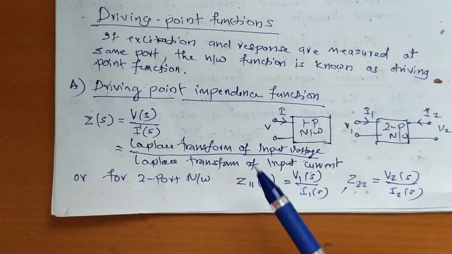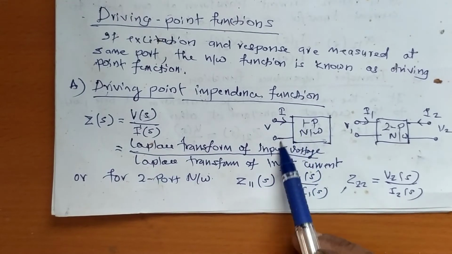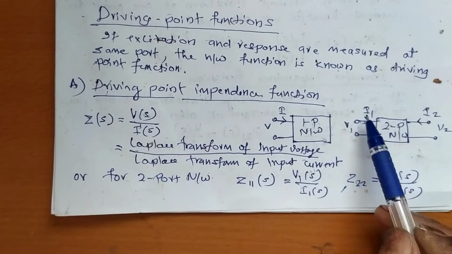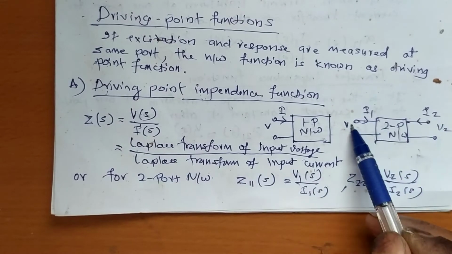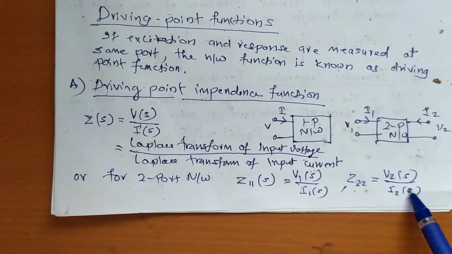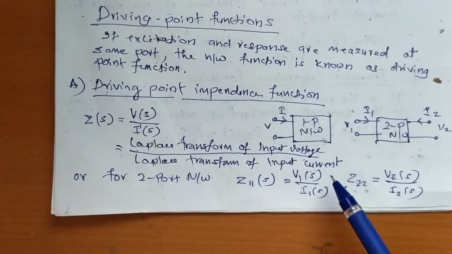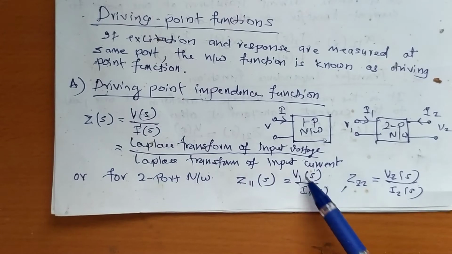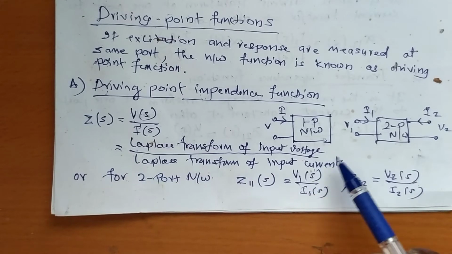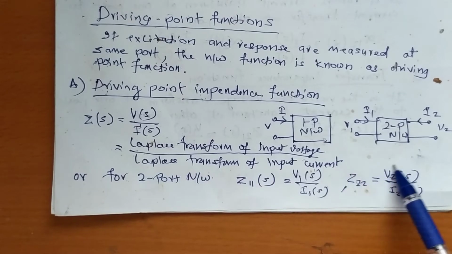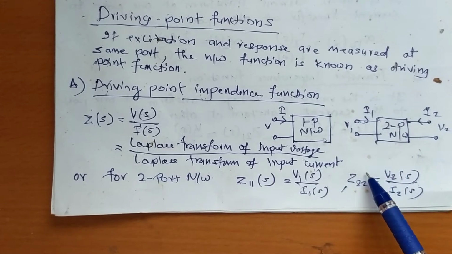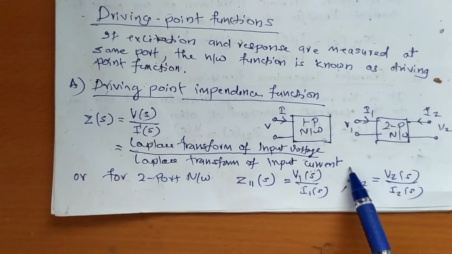Again, for a two-port network, we write Z11 of S as V1 by I1, and Z22 of S as V2 by I2. For a given network, if you convert that network into the S domain and calculate this ratio, whatever function you get will be a ratio of two polynomials, like s square plus 2s plus 3 divided by s cube plus 2s square. That we'll see in the examples later on.